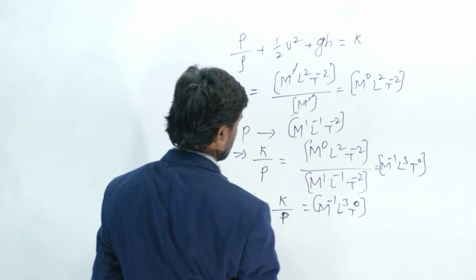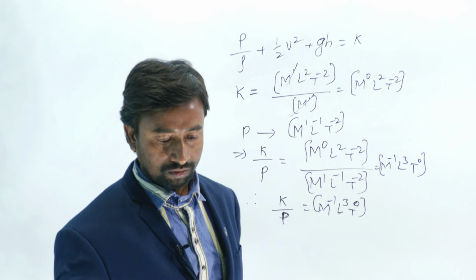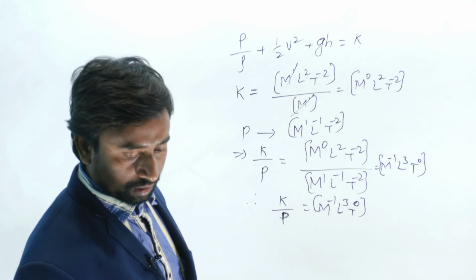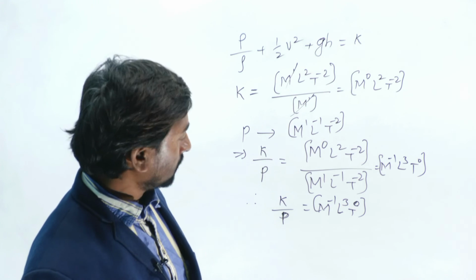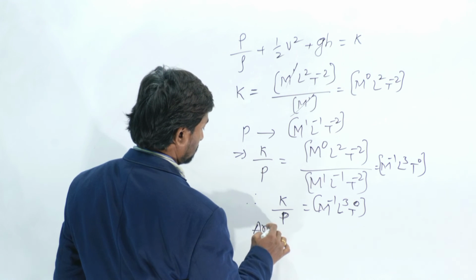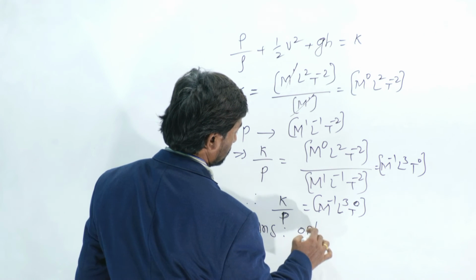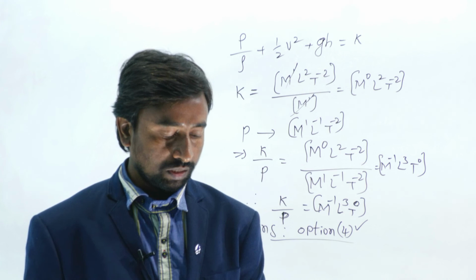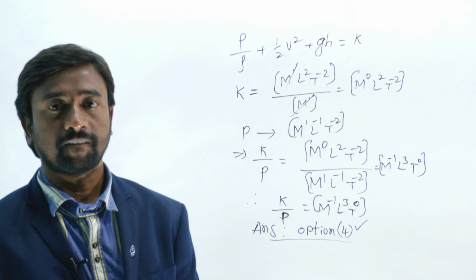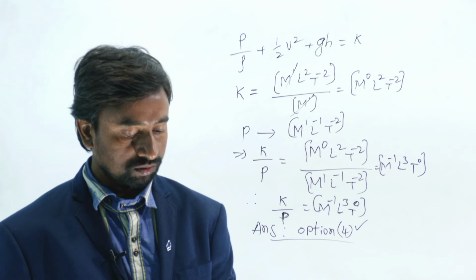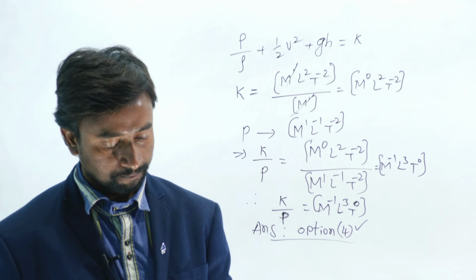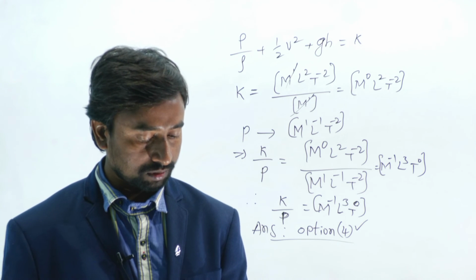So the dimension formula of K by P is M power minus 1, L power 3, T power 0. This is the direct answer, and the correct answer is option M power minus 1, L power 3, T power 0. So the correct option is option 4th. In the 18th question, they have given the option wrong, so you can check there. In the 19th one, they have given the correct answer only, the 4th answer.